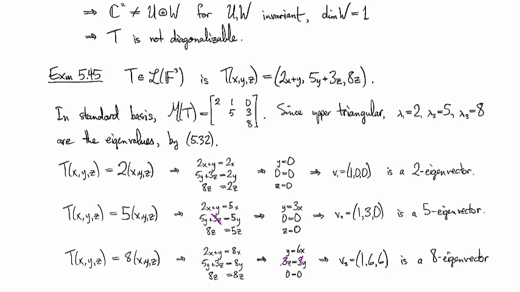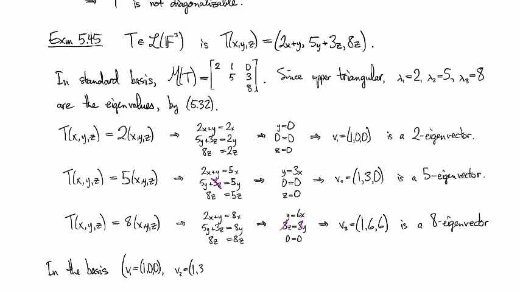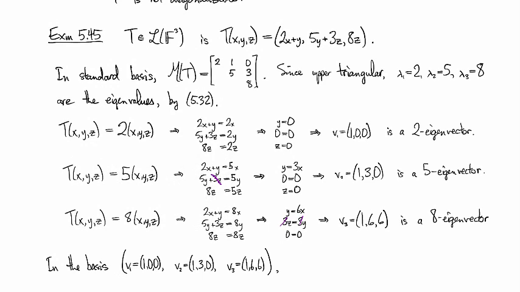Okay, so we found 3 eigenvectors here, and with respect to the basis where v1 is (1, 0, 0), v2 is (1, 3, 0), and v3 is (1, 6, 6), the matrix for T is going to be the diagonal matrix with entries 2, 5, 8.